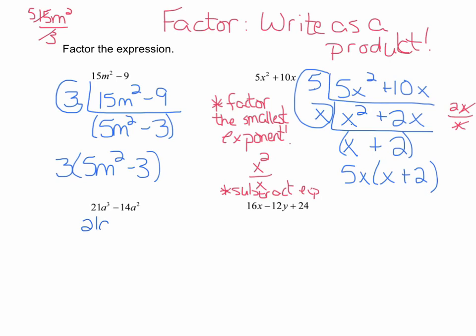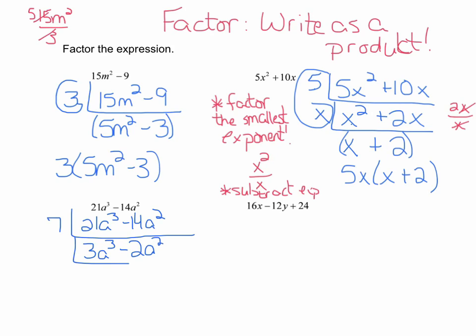So I have 21a cubed minus 14a squared. So what goes into 21 and 14? 7. 7 into 21 goes 3 times. The a cubed comes down. 7 goes into 14 2 times. The a squared comes down.